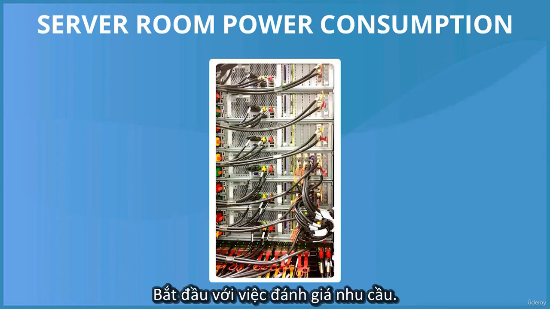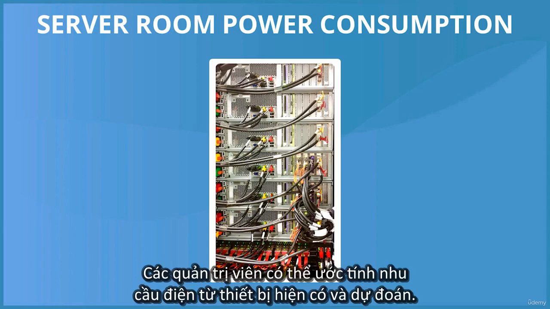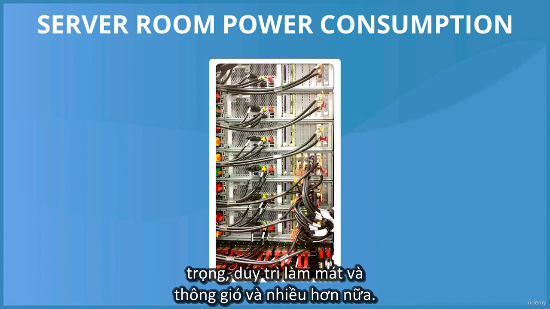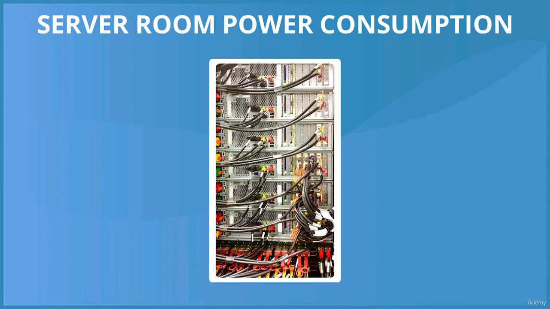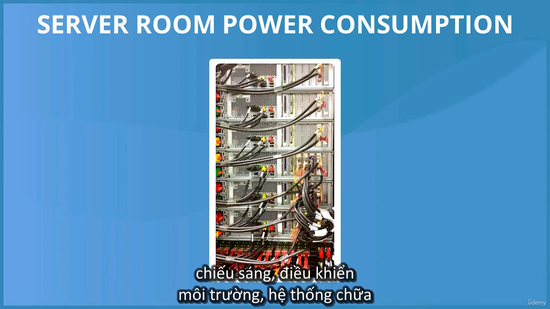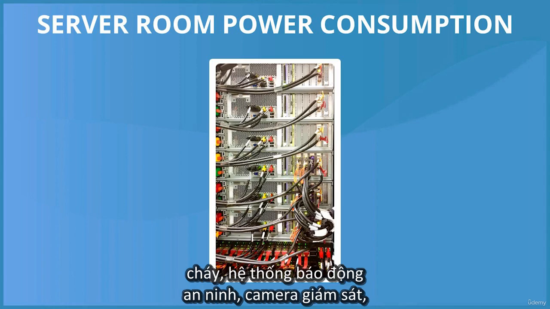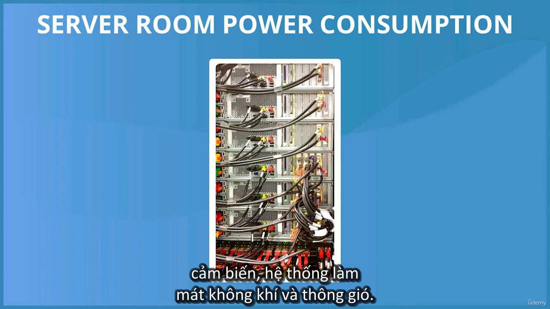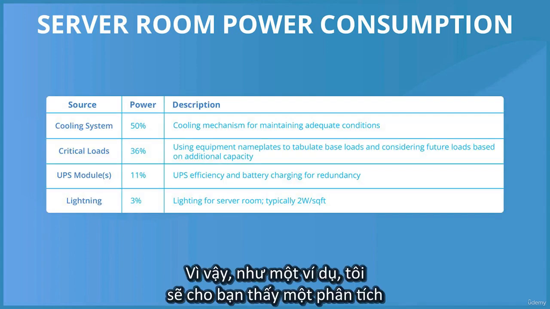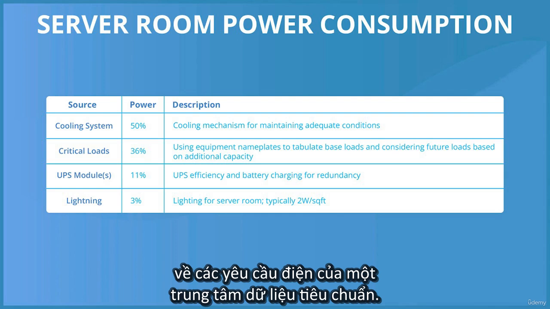Starting with a needs assessment, administrators can estimate power needs from existing and forecasted equipment. Knowing the sufficient power needed to power critical loads, maintain cooling and ventilation, and more. Data center equipment includes servers, lighting, environment controls, fire suppression systems, security alarms, surveillance cameras, sensors, air cooling, and ventilation systems. So as an example, I'll show you a breakdown of a standard data center's electrical requirements.